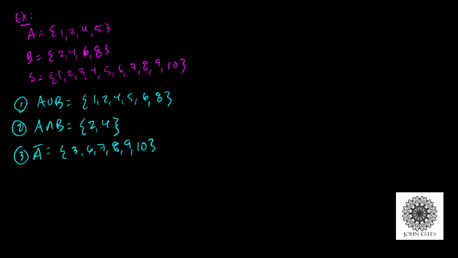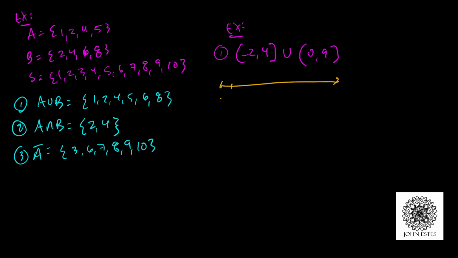Now in algebra, you may see something more like this. Here I have the interval -2 to 4, union the interval from 0 to 9. And I want to know what the union of that is. So the way you could do this, let's take a number line, going from -2 up to 9 somewhere. Let's say here's 0 and here's 4. My first interval was -2 not included up to 4, with 4 included. The second interval was from 0 not included up to 9, with 9 being included.